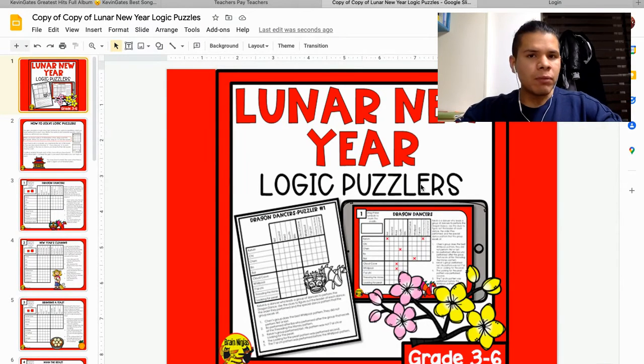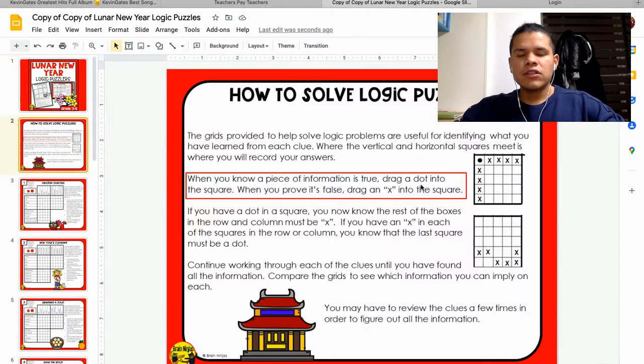Okay, now before we begin, you're going to really need to get your growth mindset because these are really exciting and really fun, and they're logic puzzles, meaning they're challenging. So let's go over how to solve logic puzzlers.